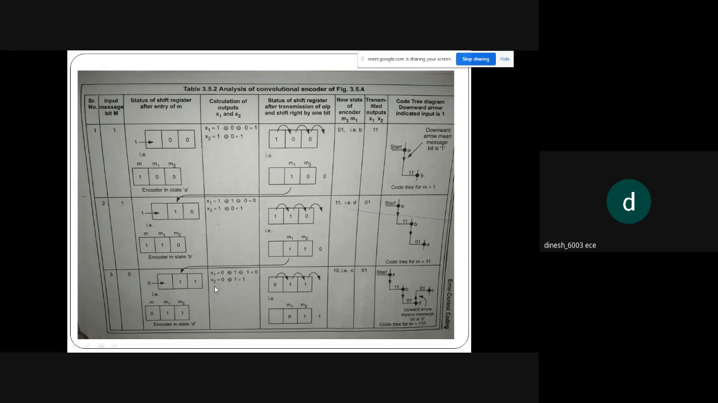Then I do a right shift in the register. When I do the right shift, the last one will get discarded, and the remaining will be 0, 1. Okay, M1 is 0, M2 is 1, which is C. So the new state will be C, having M2 1, M1 0.